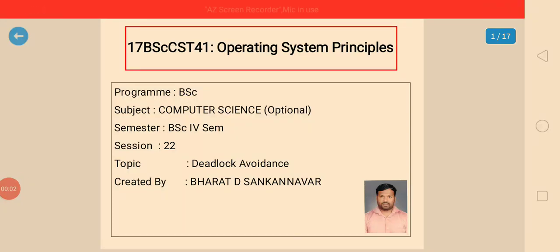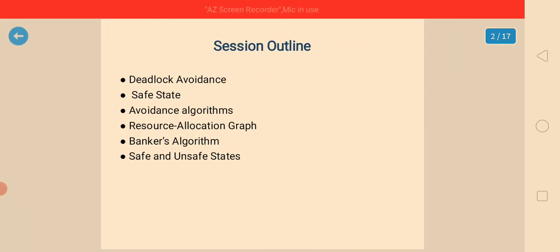Hello, let's begin session number 22, Deadlock Avoidance. In this session we are going to see how we can avoid deadlock: deadlock avoidance, safe state, avoidance algorithm, resource allocation graph, Banker's algorithm, safe and unsafe states.